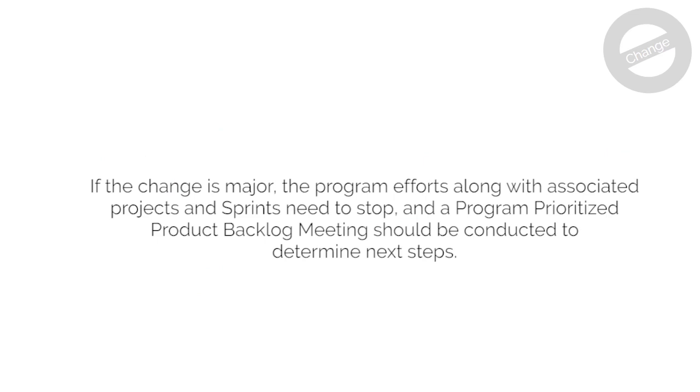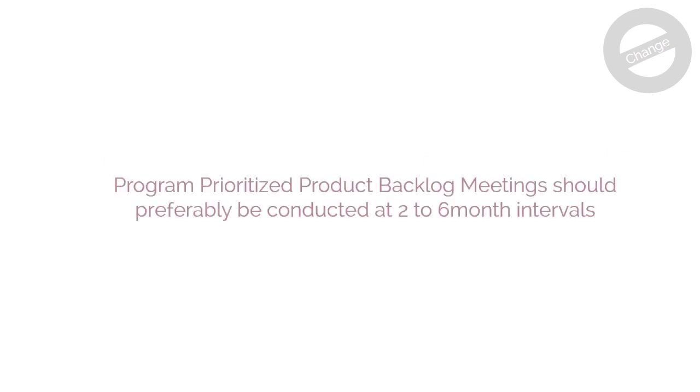If the change is major, the program effort along with associated projects and sprints need to stop, and a program prioritized product backlog meeting should be conducted to determine next steps. Program prioritized product backlog meetings should preferably be conducted at 2 to 6 month intervals.